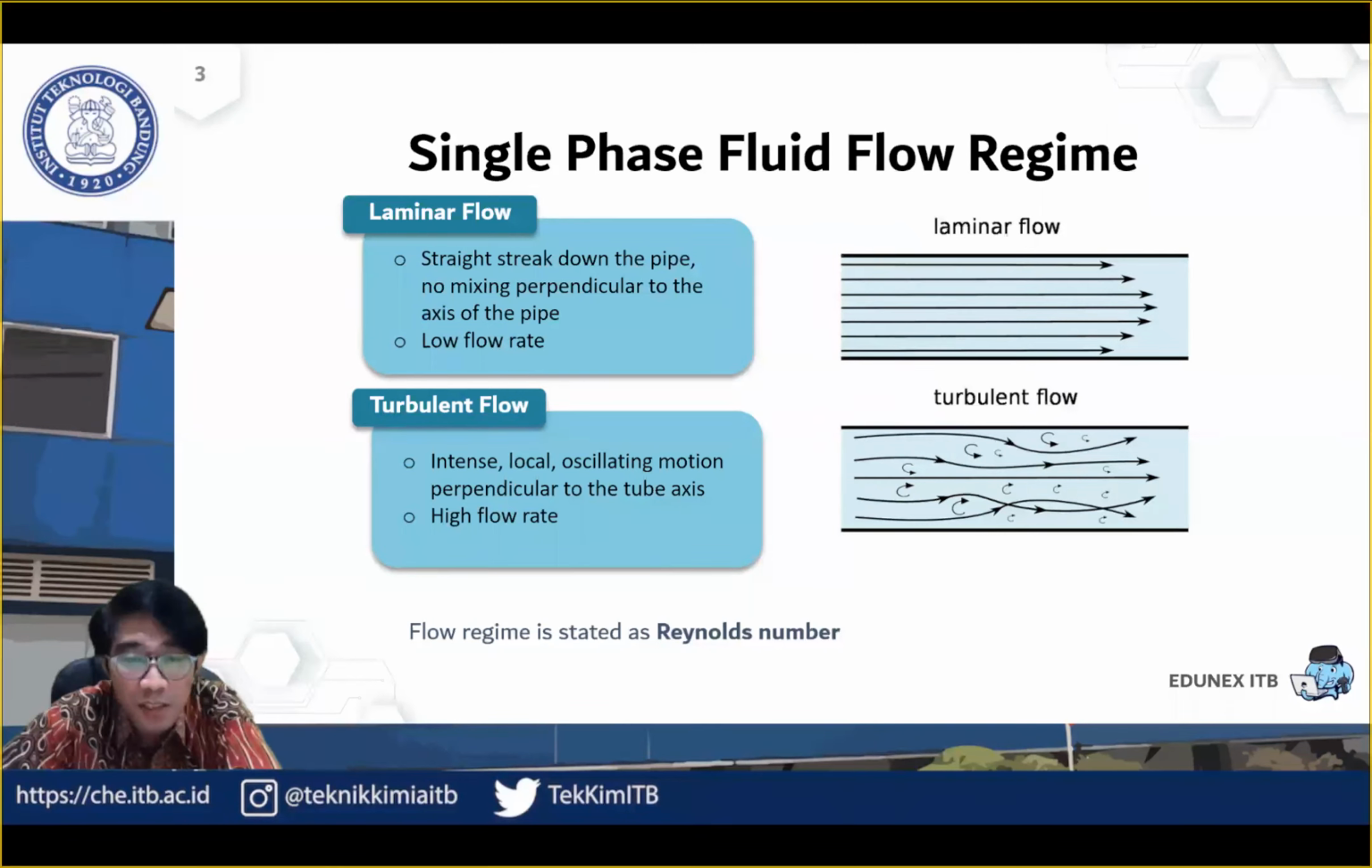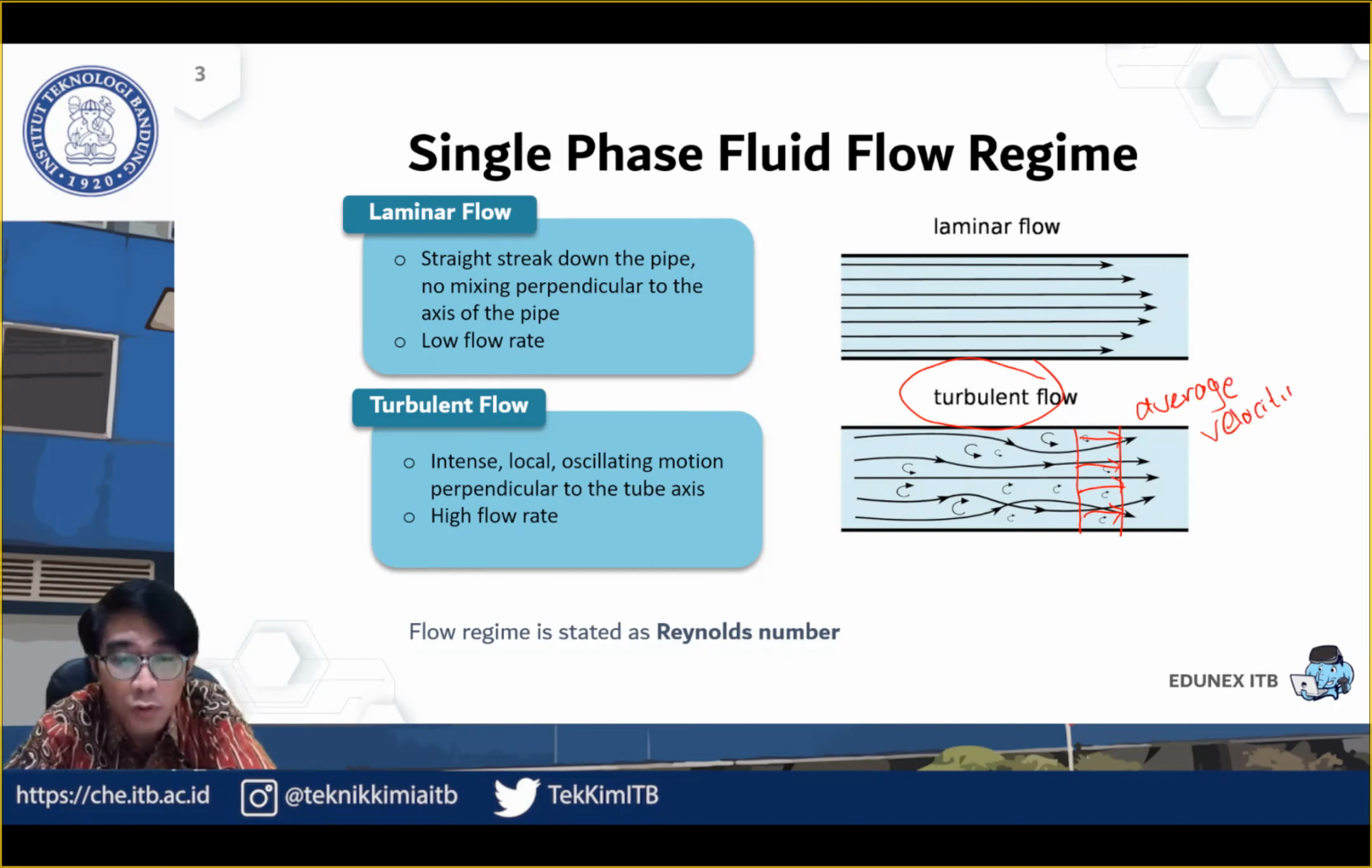The mixing is very high, so we call it turbulent flow. So at this regime, you can say that the velocity at any point is equal. We call it the average velocity. So even though the profile is like this, you can talk about the average velocity. So at any point across the diameter of the pipe, the velocity is constant.